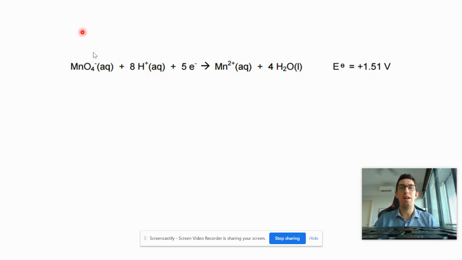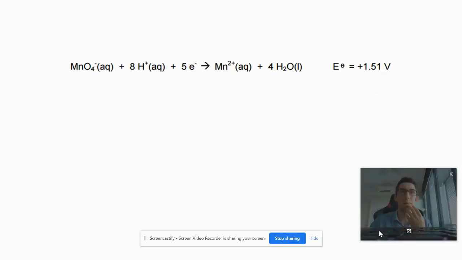If this was done in alkali conditions, so say there was no H plus here, let's say this was all OH minus, this number would be completely different. So it's just that understanding that this number here, plus 1.51, is if it's done in acidic conditions. If it was done in alkali conditions, it would be different. Do you need to know if it's more positive or more negative? No, just be aware that it will be a different reaction, so therefore it would be a different redox potential.